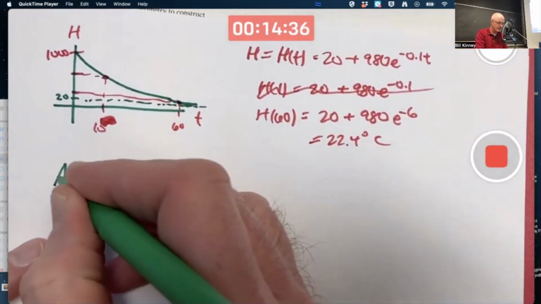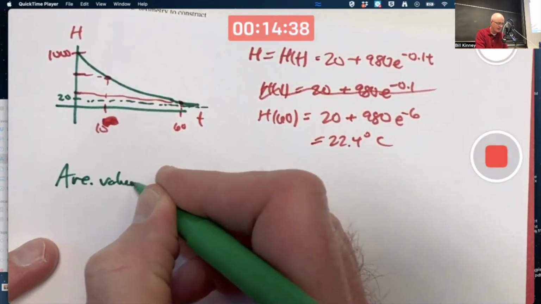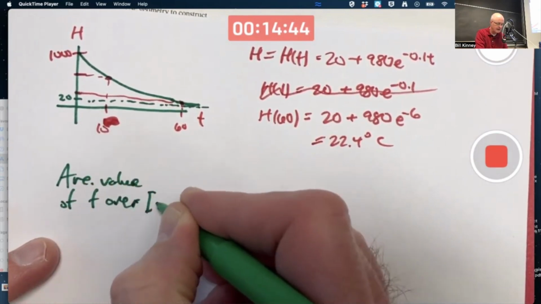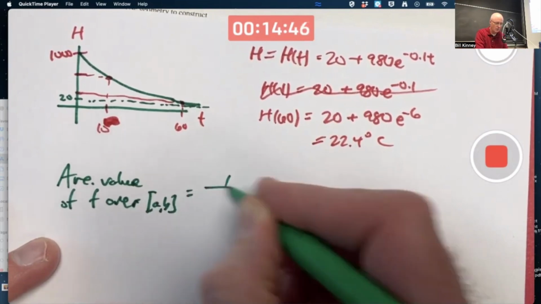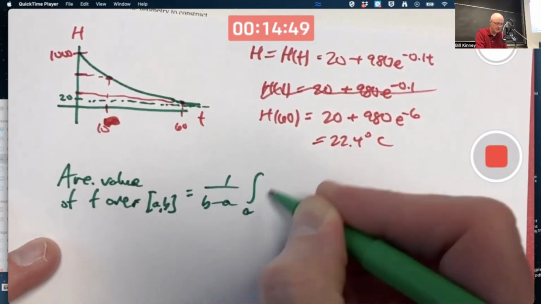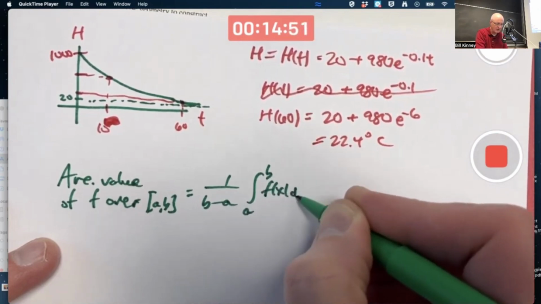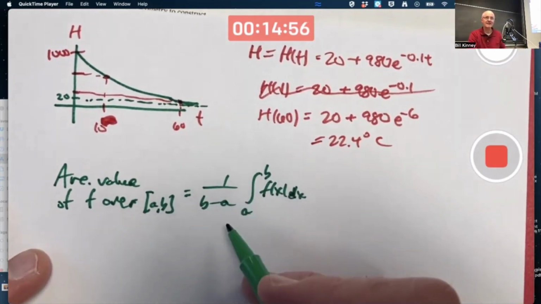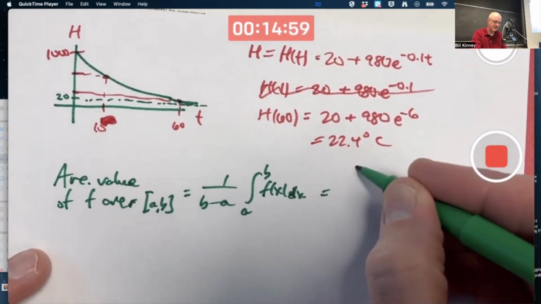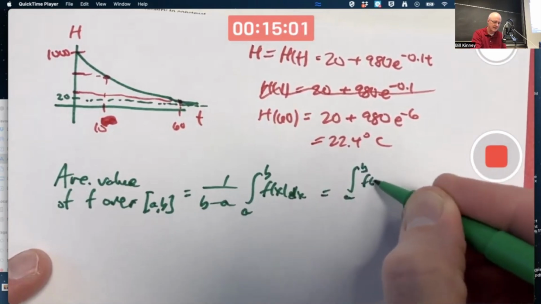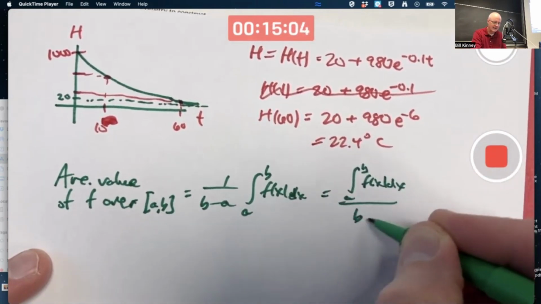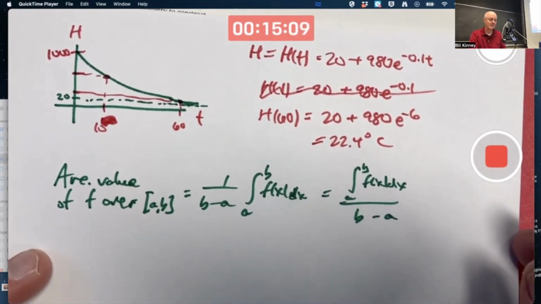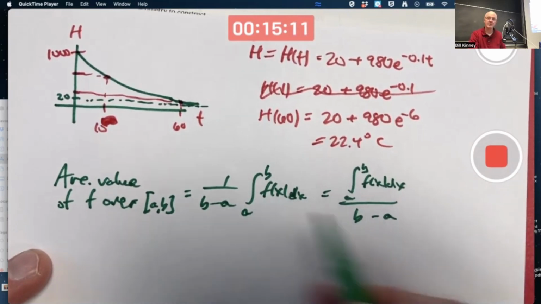The average value of a function f over a closed interval from a to b is 1 over b minus a times the integral, not the integral itself. You could think of that as 1 over b minus a times the integral. You could also think of that as the integral divided by b minus a. Either way is okay. It's the same thing. Dividing by a number is the same as multiplying by the reciprocal of the number.